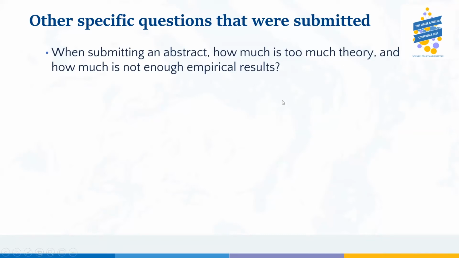So the first question was, when submitting an abstract, how much is too much theory and how much is not enough empirical results? I think we touched on this a bit already when we went through what you should be including in the intro versus, say, in your results. I think you want to focus a lot on what your results are, and it depends on the type of research, but I would say touch on a bit of the theory, but really try to emphasize the empirical results more so it's clear what you actually did in your work.